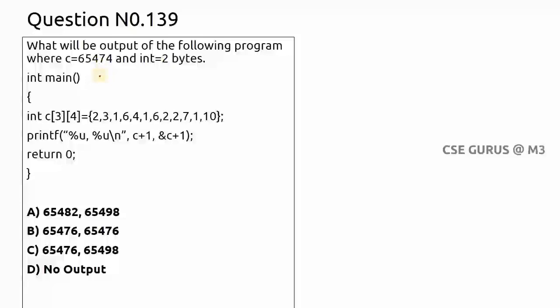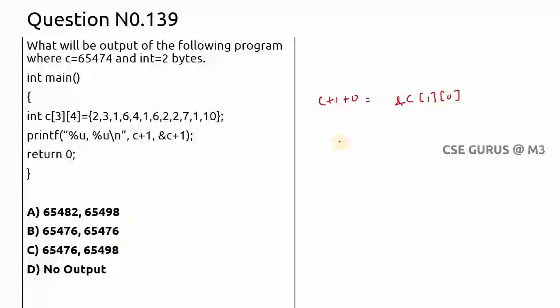We feel that since int is 2 bytes, plus 1 means it is 476. We feel it. But the answer is that c+1 is actually c+1+0. That means it equals &c[1][0]. So like this it will take. What is the address of c[1][0]?